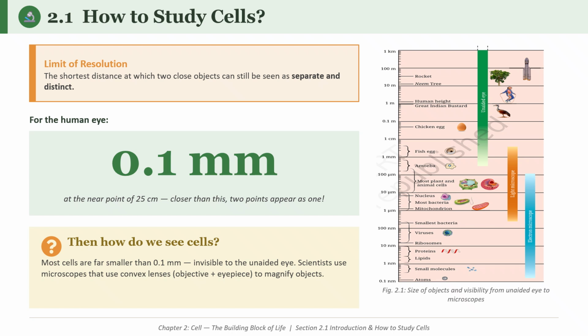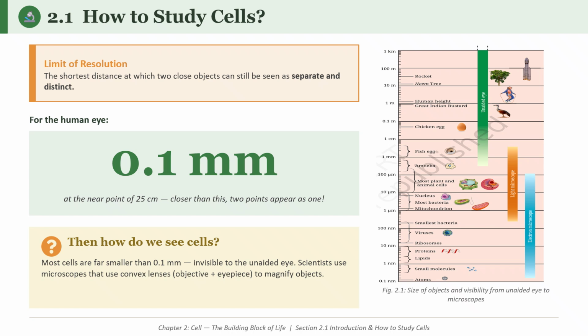Why can't we see cells, children? See, most cells are smaller than 0.1 millimeter. So they fall below the resolving power of the human eye and they remain invisible without assistance. Let's see the size comparison. For example, an onion cell is around 100 to 300 micrometers. A bacterium is 1 to 10 micrometers.